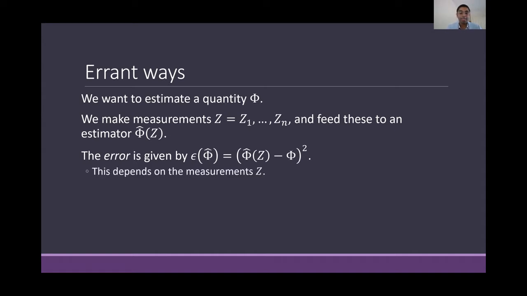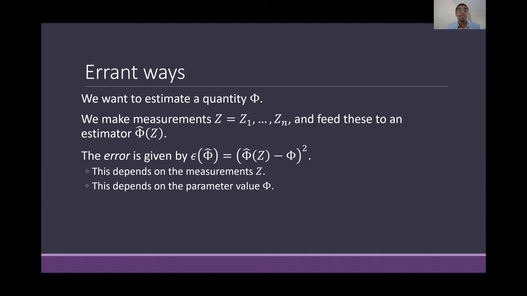But this error depends on two things. One, the measurement results, right? Because we might be lucky. We might get a bunch of measurement results that help us immediately hone in on the actual value. Or we might be unlucky. We might get a bunch of very unlikely measurement results just by chance that completely mislead us.